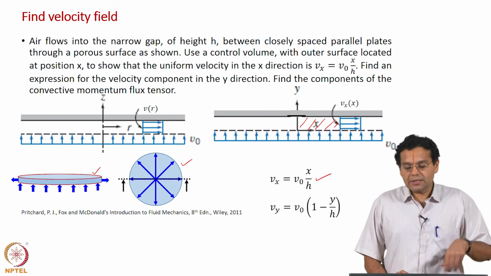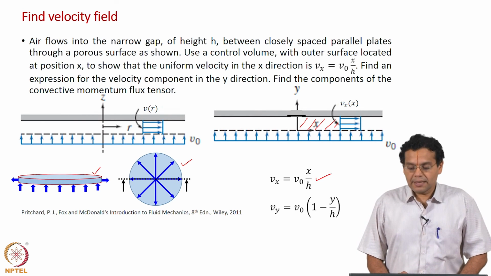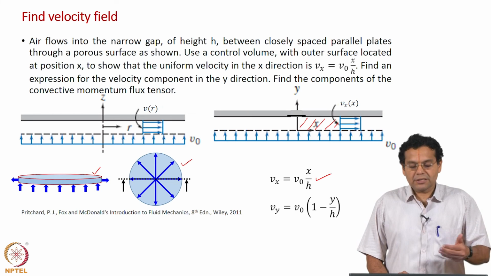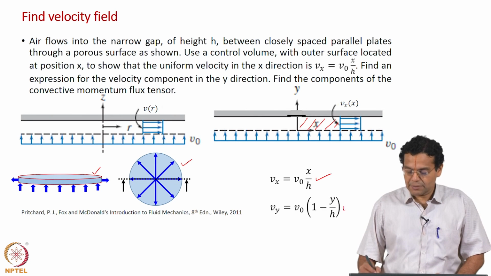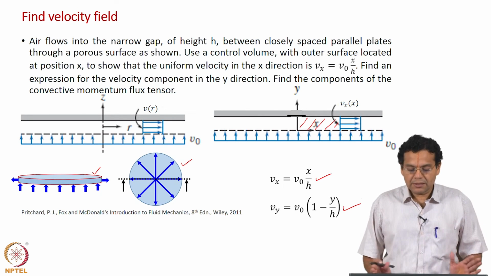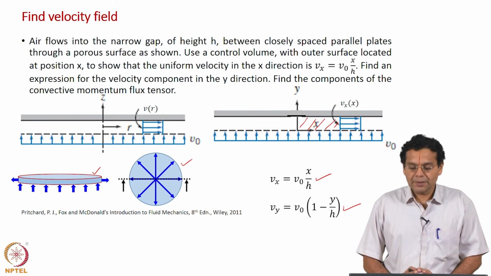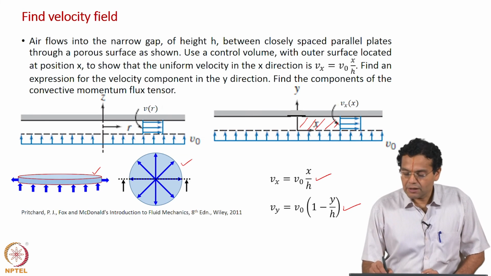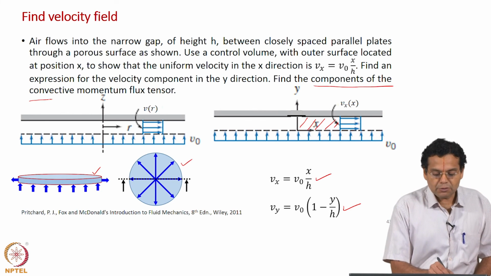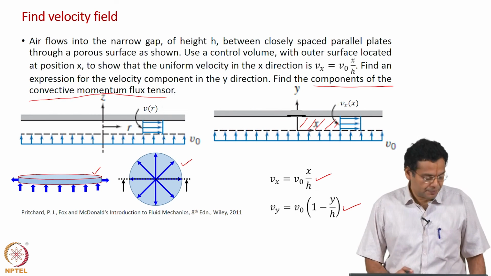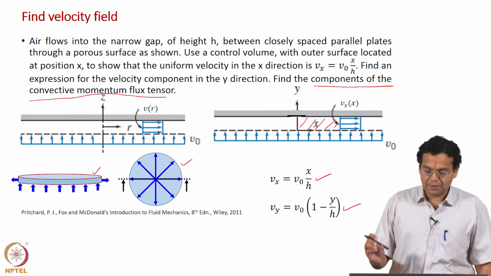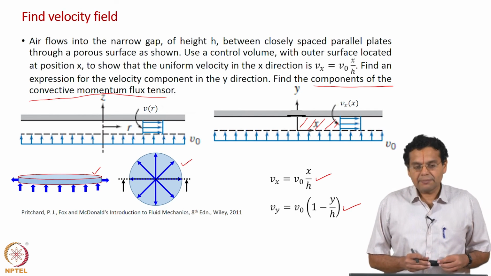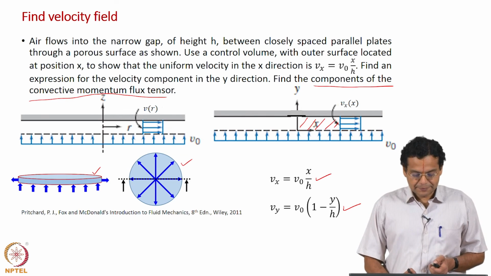Then we use a differential mass balance to find the expression for the velocity component in the y direction. So, this was determined by using a differential mass balance. Till this point it is the same as the earlier problem. The only additional part you have to find out is the components of the convective momentum flux tensor. That alone is new. The geometry, description, and the velocity components are all the same as we have discussed earlier.